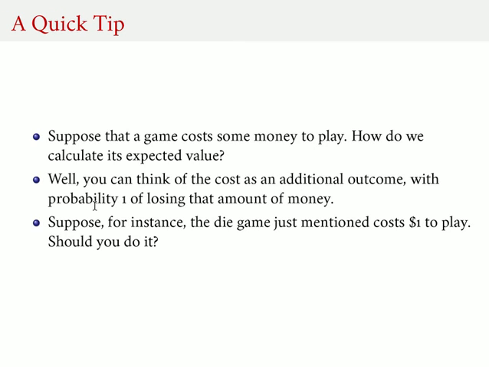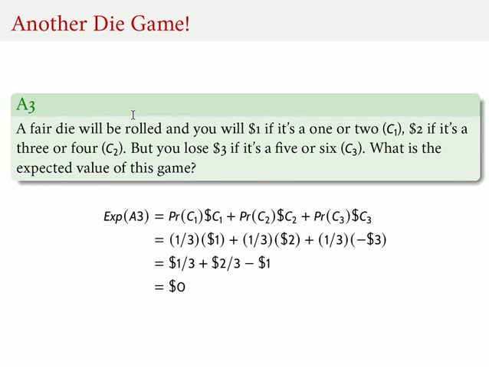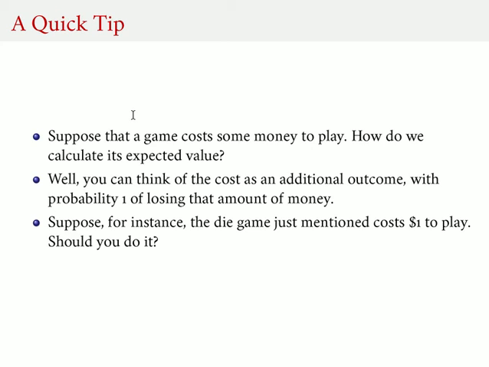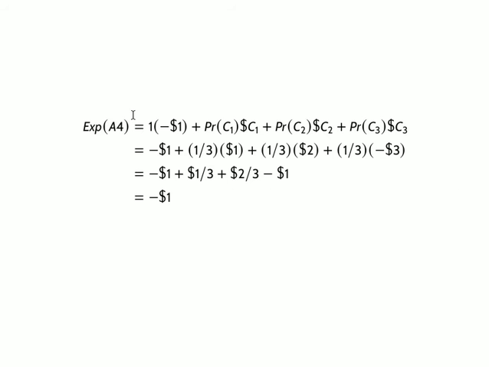Okay, so let me try to make this more concrete. So suppose, for instance, the die game just mentioned here costs $1 to play. So we can then ask, should you play this game? So here we have the exact same terms as before, the three outcomes. So this C1 is that the die lands 1 or 2. C2 is that it lands 3 or 4. And C3 is that it lands 5 or 6.